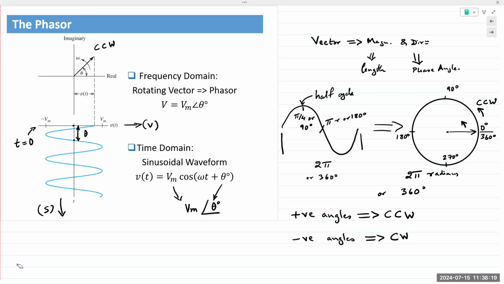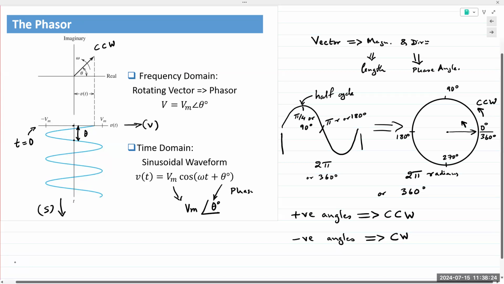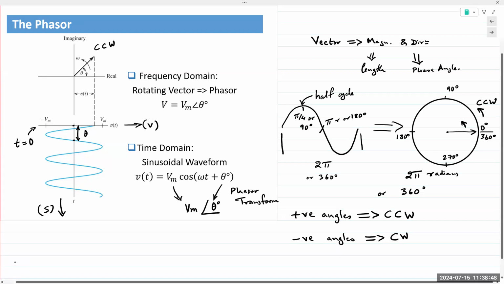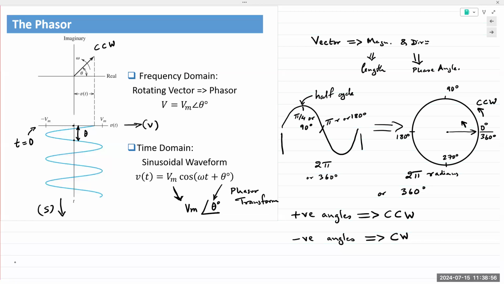The transform process of going from the time domain expression to the complex number is known as the phasor transform. There is a derivation, of course, that we show for EE classes, but not for non-EE major classes. If any student is interested, I'd be happy to discuss it during office hours. Are we all good on the phasor transform? Any questions?